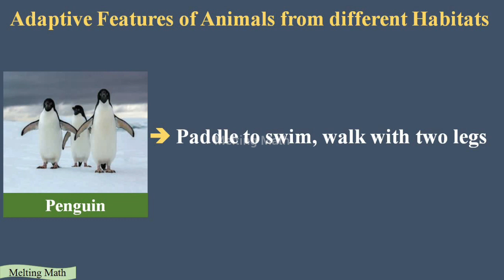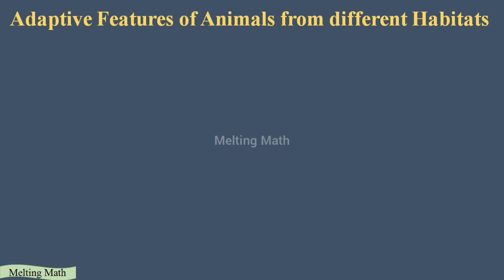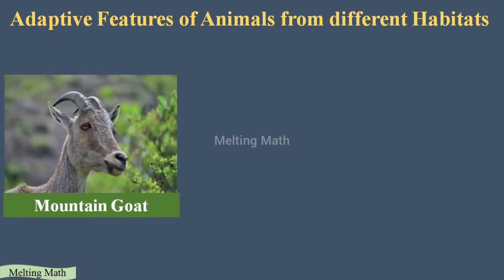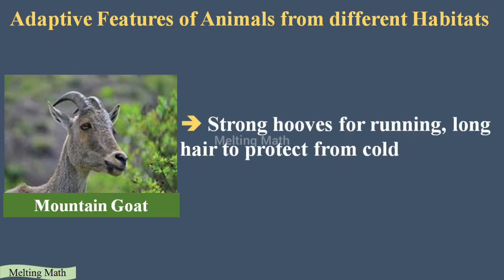Next we are going to see about mountain goat. Its habitat is a mountain, and its adaptive features are strong hooves for running and long hair to protect from cold. Yeah, you can see it.